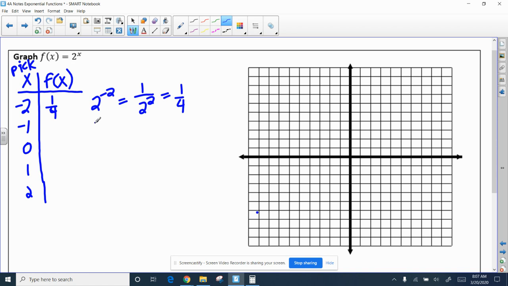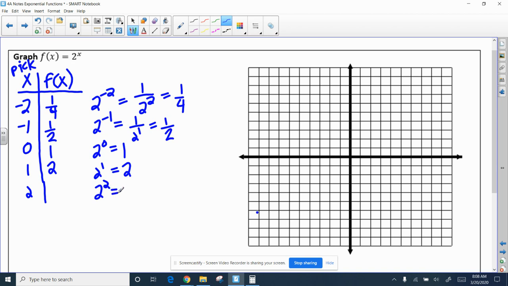All right, let's plug in a -1. So 2 to the -1 power, same thing. This would be a fraction. So I'm going to jump the line and switch the sign. This is going to be 1 over 2 to the 1 power, which is 1/2, 1 over 2. If I plug in a 0, we'd have 2 to the 0 power. Remember, anything to the 0 power is just 1. When I plug in the 1, I'd have 2 to the 1 power, which is just 2. And if I plug in a 2, I'd have 2 to the 2nd power, which is 4.